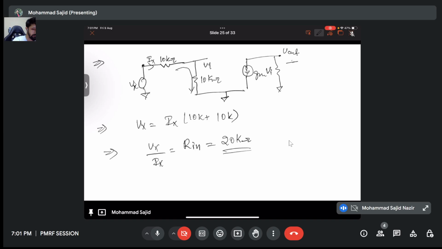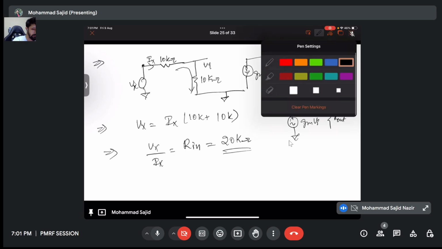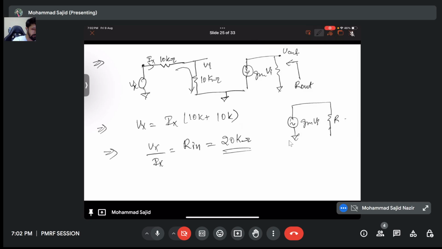Now what if I had to calculate the resistance here, R out? I will again do the same thing. This is my GM VI. This is my R out. Now let's call this simple R, and I'm attaching it with a voltage source Vx. So that means my Ix is equivalent to Vx by R plus GM VI.